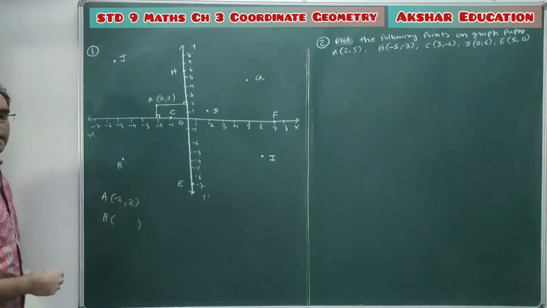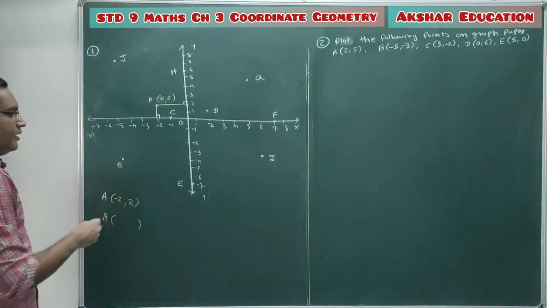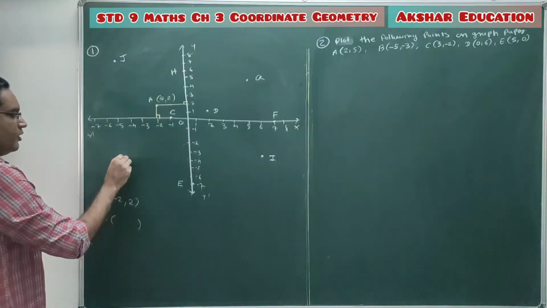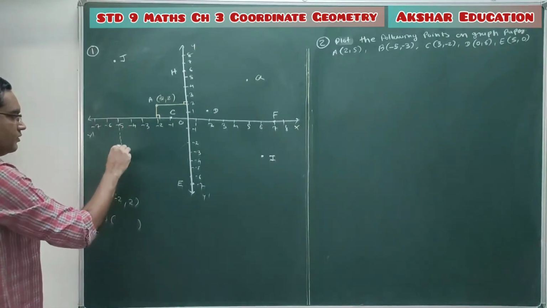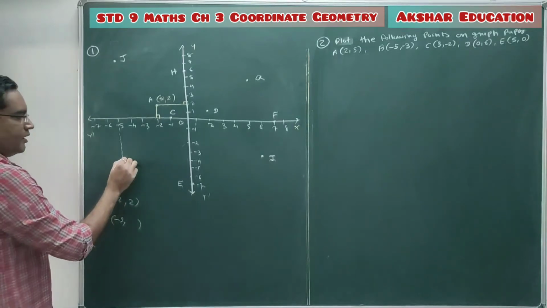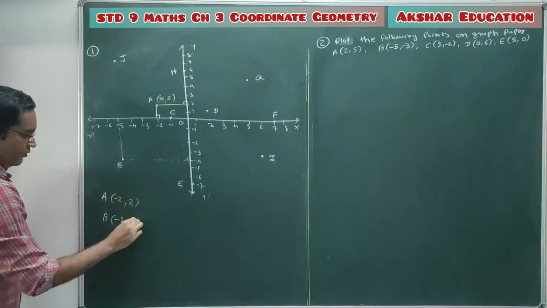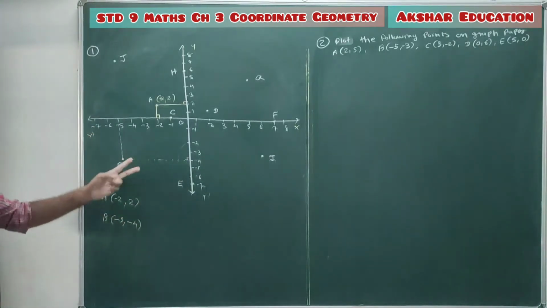अगर distance में समझ में नहीं आ रहा है, so first to find the coordinates, draw the perpendicular on the axis. So for the x coordinate of point B, draw perpendicular on x axis. So this is minus 5. So x coordinate is minus 5. For the y coordinate, draw perpendicular on y axis. So it's a minus 4. So coordinates of this point B are minus 5, minus 4.